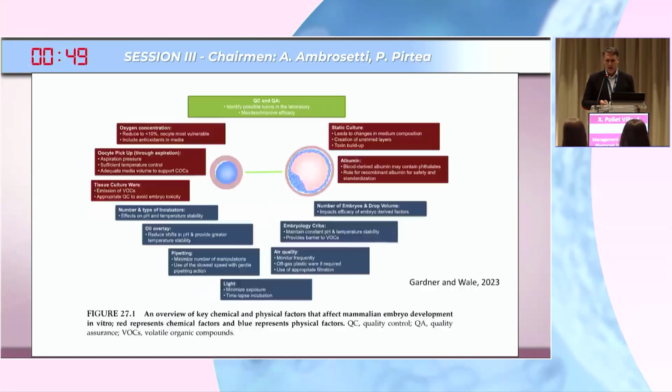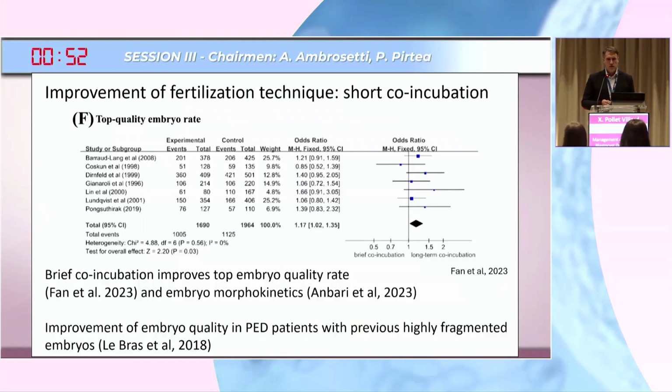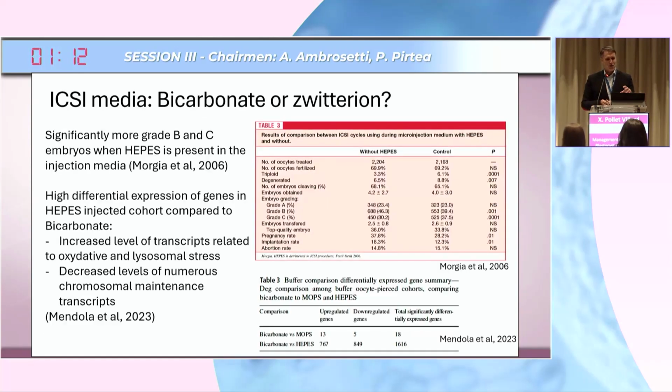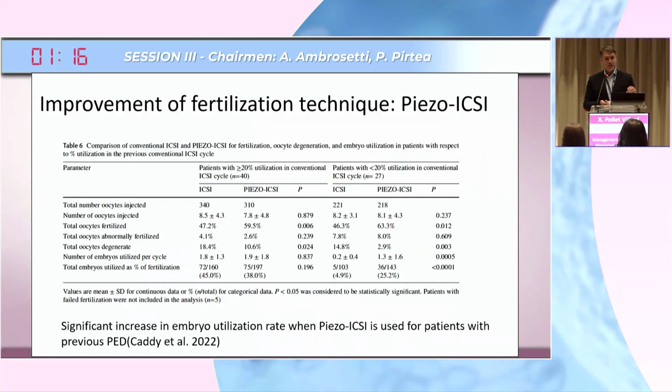So I will skip the lab intervention. We don't do harm in the lab. The only thing we can do is not do harm, but we can try to not do harm by, for example, using the right fertilization technique. Some very light brush, short co-incubation of gametes seems to provide better embryo quality. Also doing your ICSI in a physiological medium, not a medium with HEPES.